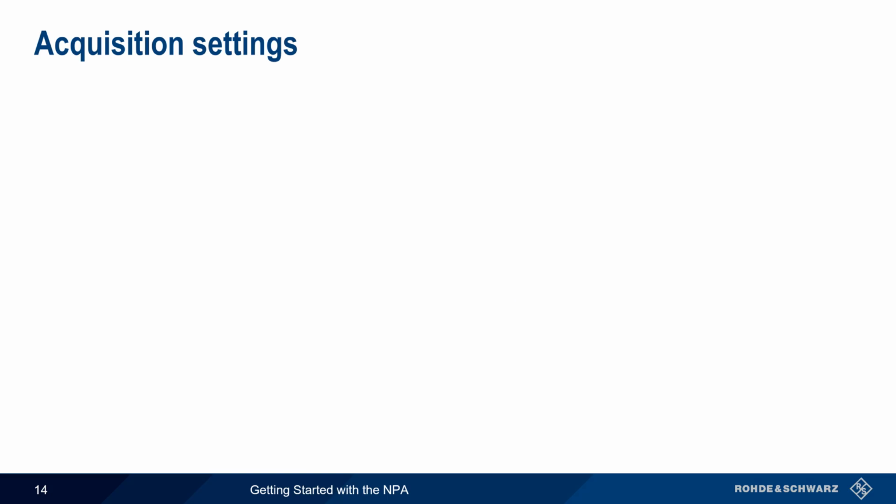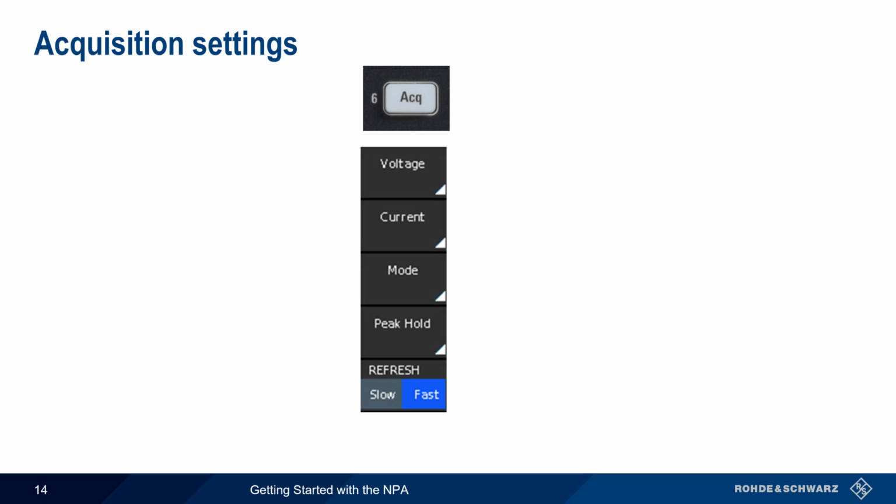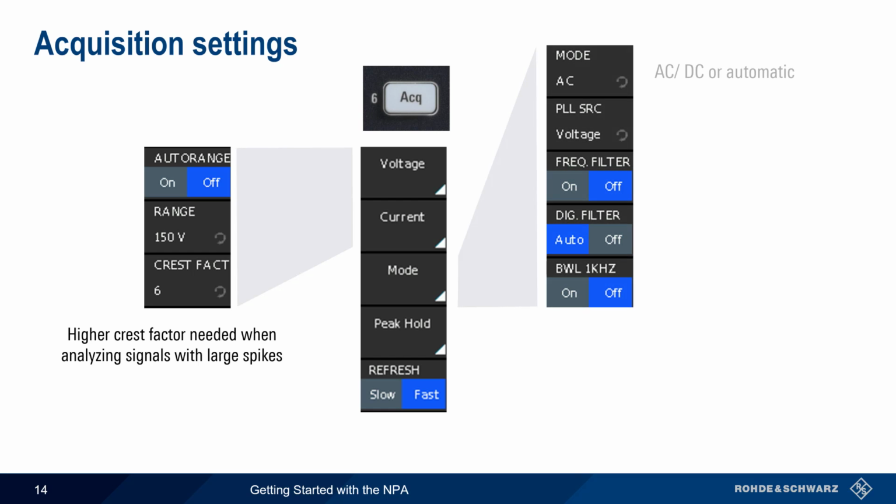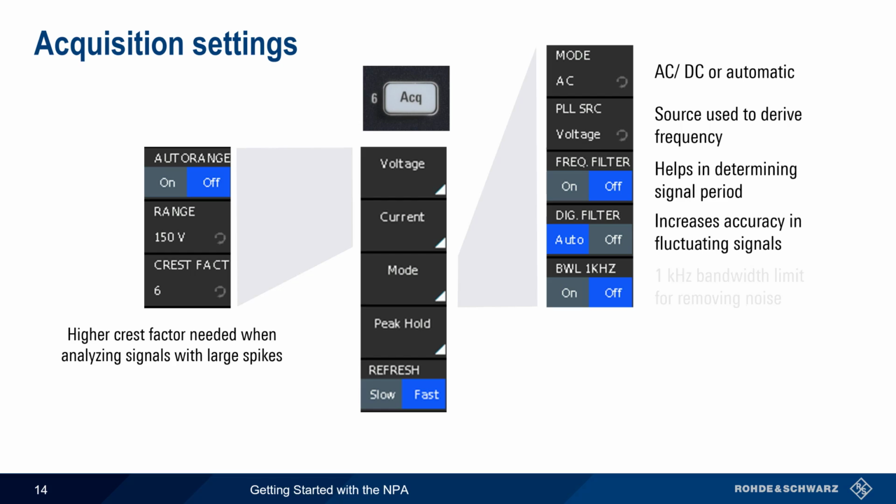In numeric and other modes, the acquisition button provides access to various measurement parameters. The voltage and current buttons can be used to set the range and enable or disable auto-ranging, and crest factor can be increased if needed to measure signals with large spikes. Mode is primarily used to choose whether measurements are made on AC or DC. The NPA can also determine this automatically. Additional mode parameters can be adjusted if necessary, but in most cases the default values are sufficient.